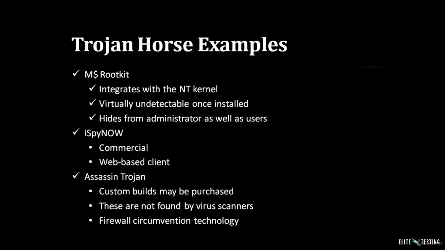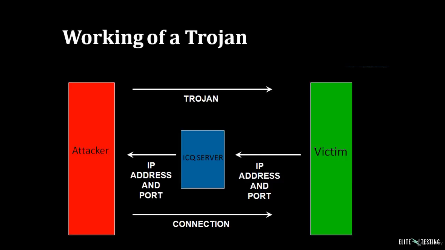Given here are some common examples of Trojan horse programs which were in widespread use some time ago. Some of the names include MS Rootkit, iSpyNow, and Assassin Trojan. These programs have different features as per their operations and different circumvention methods for several security measures. Trojan horses are a generic concept in the current security scenario, with the line of distinction between different malware classes blurring rapidly.